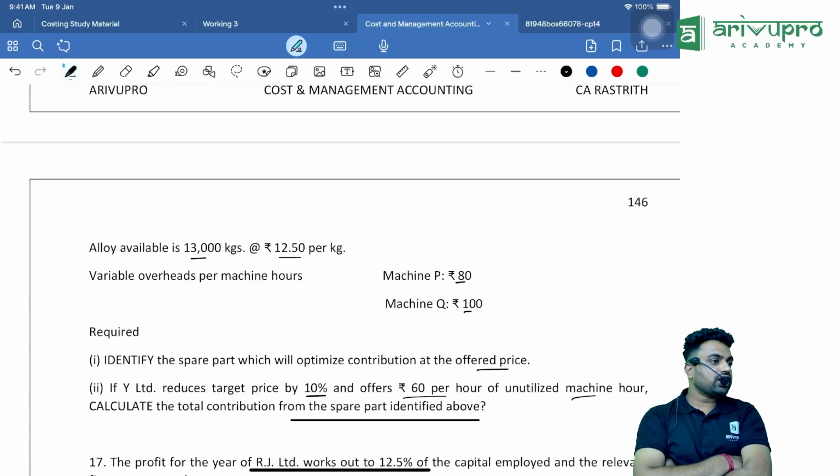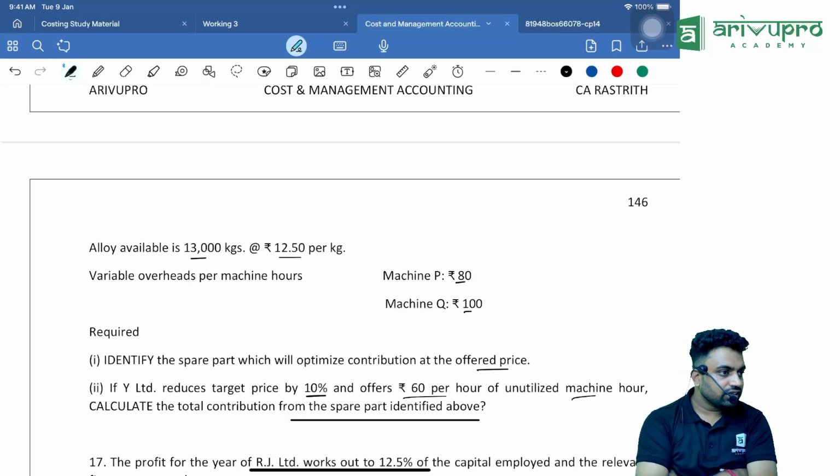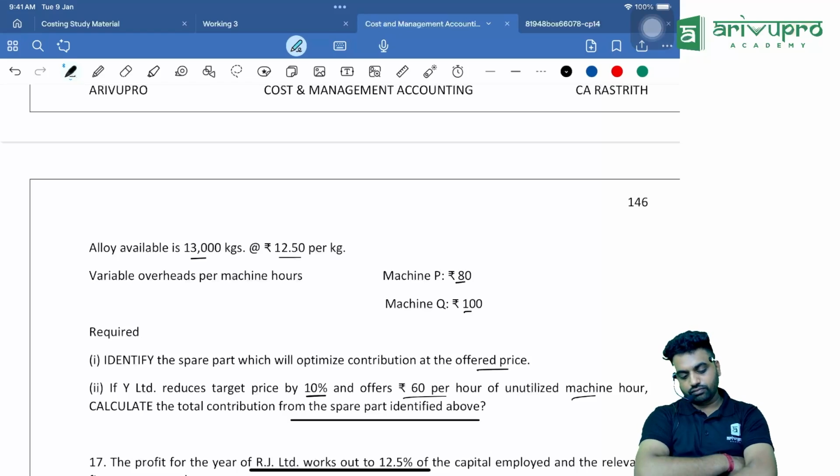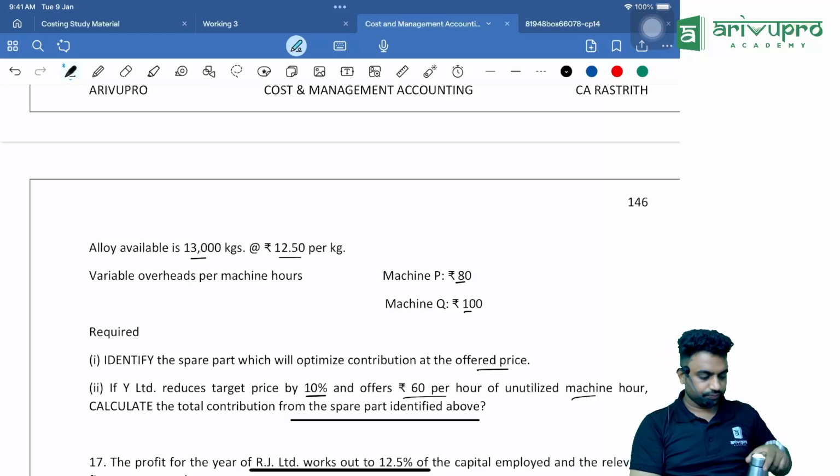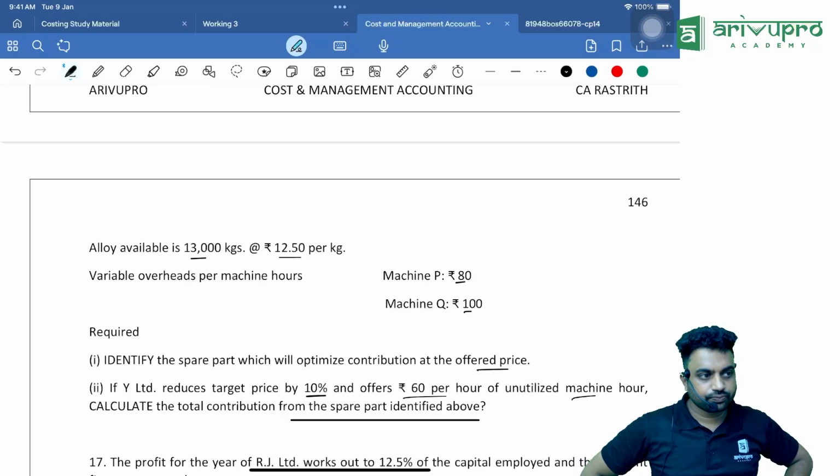Here they are not telling how many units. We are only going to select how many units. Can we produce as much as we want, sir? The answer is no, because alloy is limited, machine hours are limited. Got it? Shall we start, people?